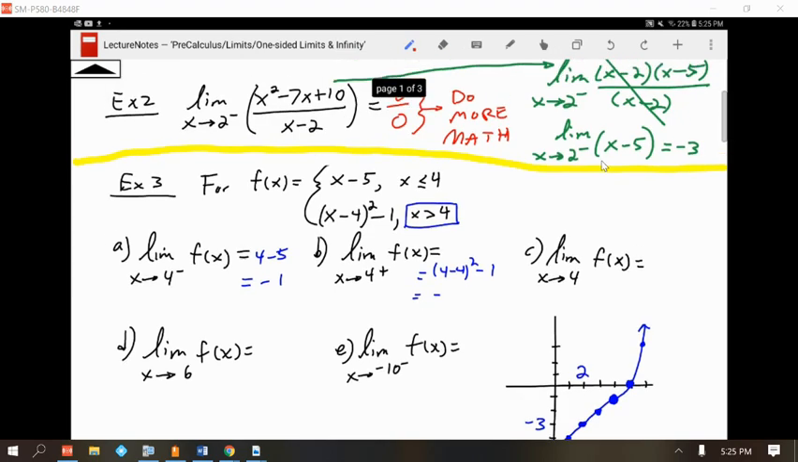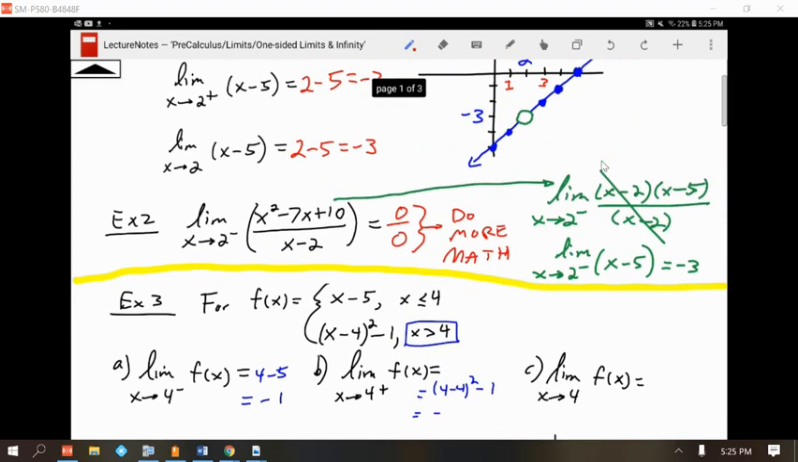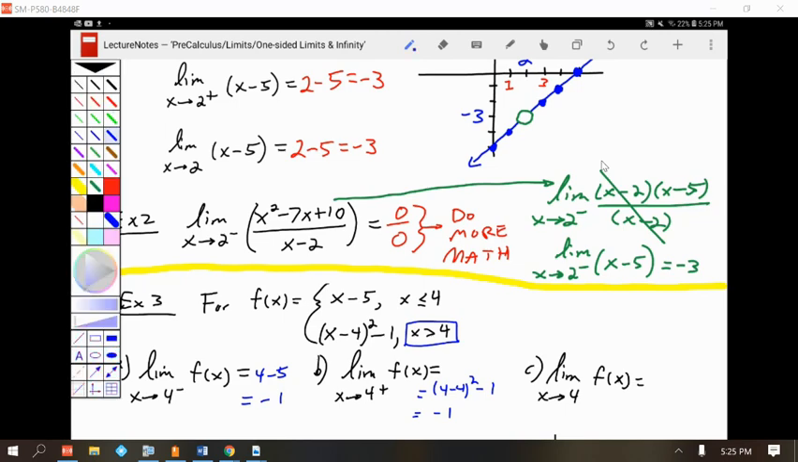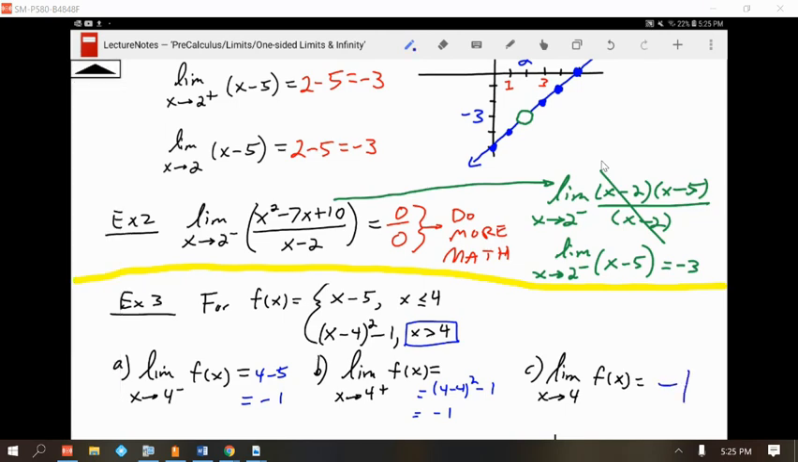See, there's a graph down there, hiding down there. So since A and B have the same answer, then the answer for part C is -1. This is kind of different than the first example at the top of the page. For the first example, I just plugged 2 into x minus 5, and 2 minus 5 is -3. I didn't really need the first two parts.